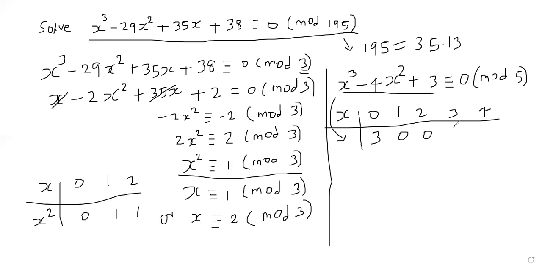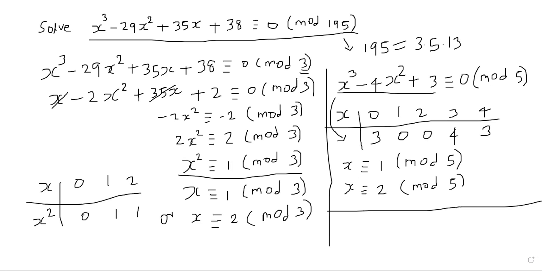And when you put x equal to 3, you get 4. You can try it yourself. And you put x equal to 4, you get 3. What do we see here as possible solutions? x is equal to either 1 mod 5 or x is equal to 2 mod 5. Okay, so this implies the possible solutions are x is congruent to 1 mod 5 or x is congruent to 2 mod 5. And now we need to do the same for mod 13.